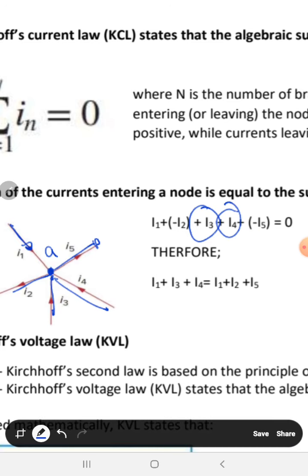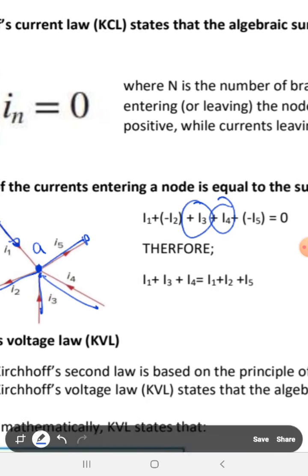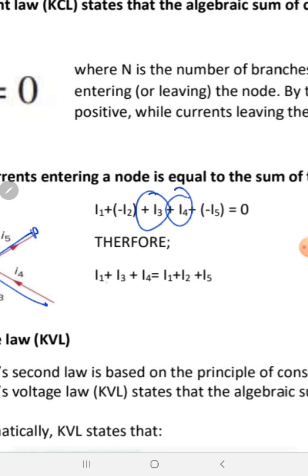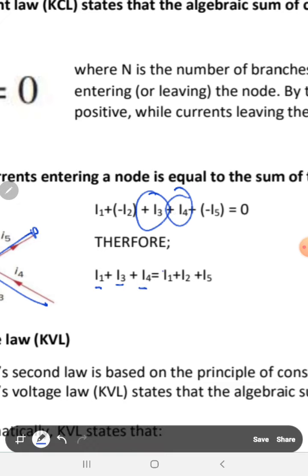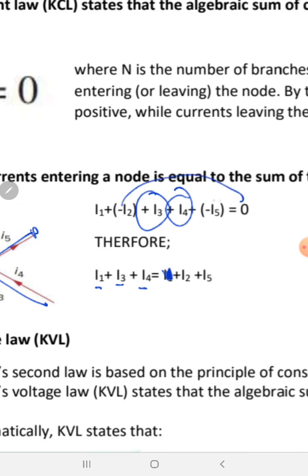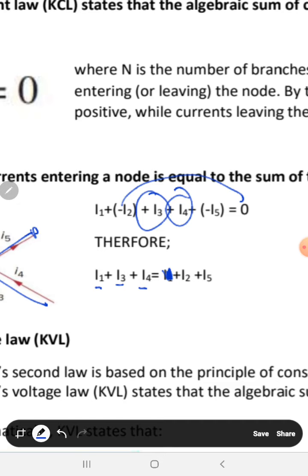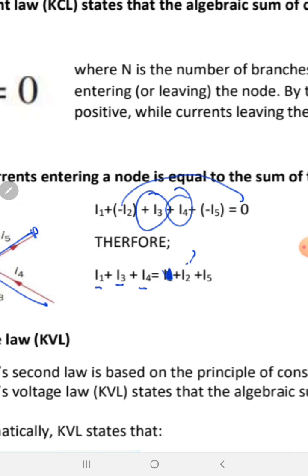Yung dalawa lang, okay? So, therefore, I may say that your equation will be I1 plus I3 plus I4, which is equal to, wala to. Ita-transpose natin to sa right side. Okay? So, negative I2 magiging positive I2. Negative I5 magiging positive I5. Okay? This will be our equation, which is I1 plus I3 plus I4 is equal to I2 plus I5.